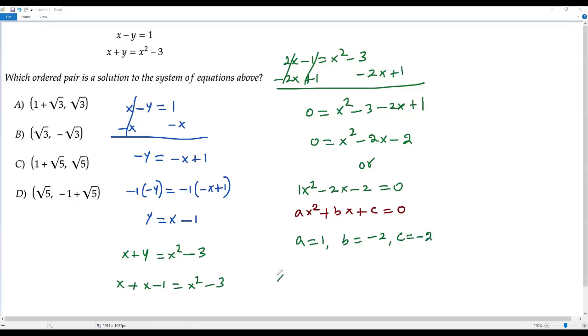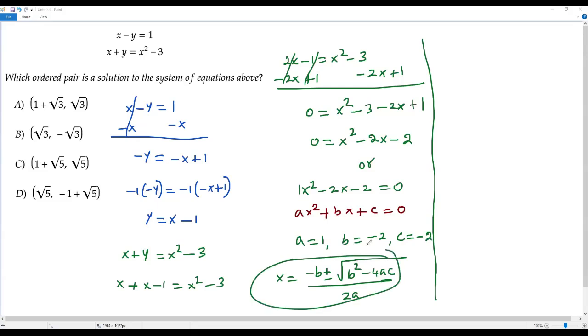Okay, now let me write the quadratic formula. That is x equals negative b plus or minus the square root of b squared minus 4ac, all over 2a. Okay, now what we need to do is, in this quadratic formula over here, we just have to plug in the values of a, b, and c. Okay, let me do it.